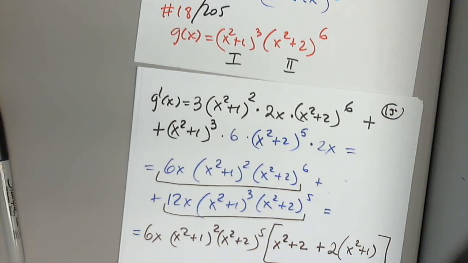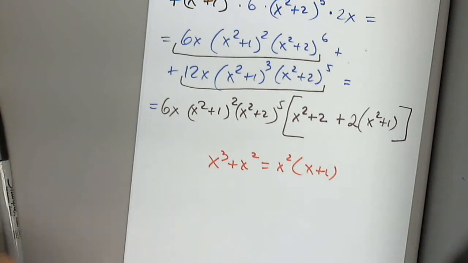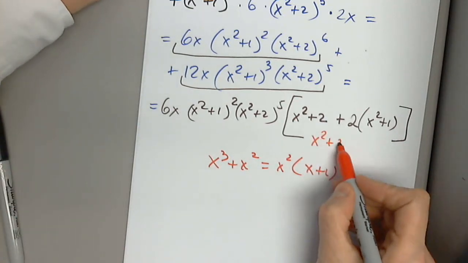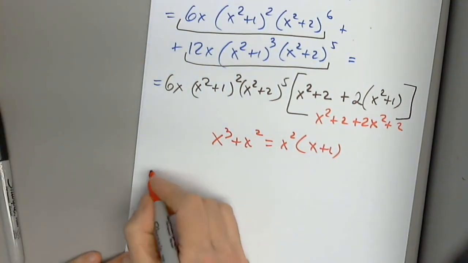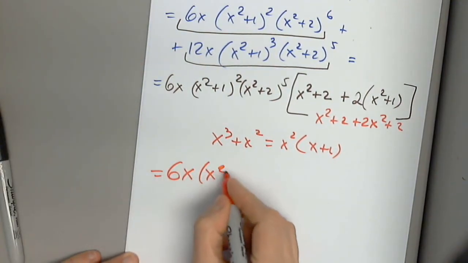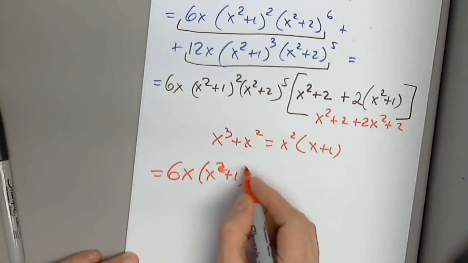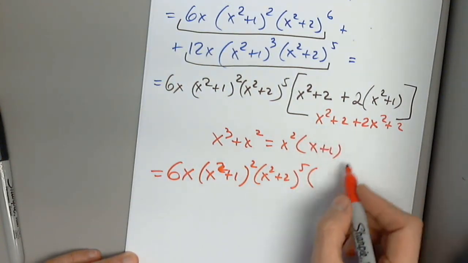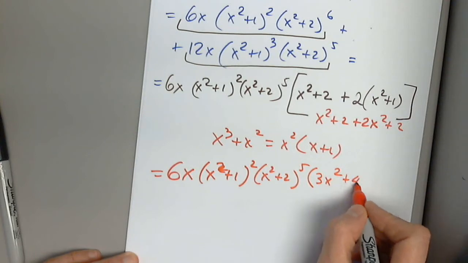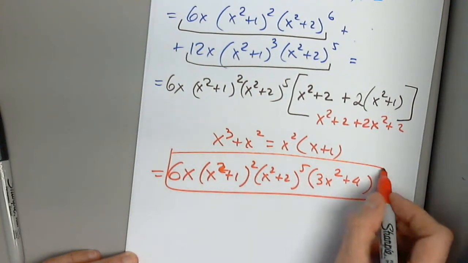It's not done. Okay, so now we have to combine like terms here, x squared plus 2 and x squared plus 2. So the final simplified form is 6x, (x squared plus 1) squared, (x squared plus 2) to the 5th, and in parentheses we have 3x squared plus 4. And this is indeed final.